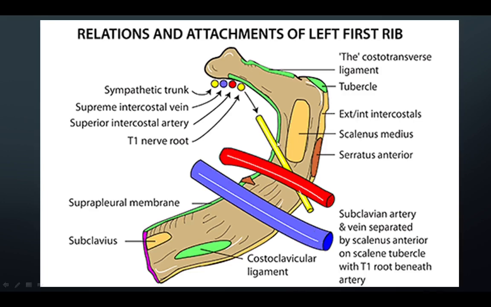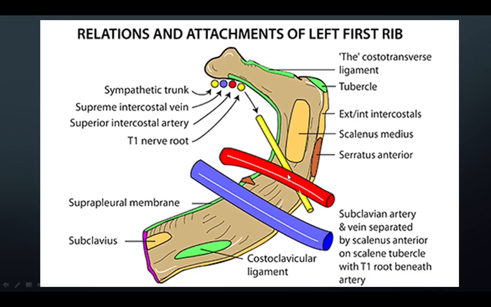Then to the neck of the first rib, these are the four structures which are related. From medial to lateral side, you have the sympathetic trunk, then the supreme intercostal vein, the superior intercostal artery, and the T1 nerve root, or the thoracic 1 nerve root. And this thoracic 1 nerve root, you know, is a part of the brachial plexus, and it divides into two branches. One of the branches which comes to the brachial plexus will be related to the rib in this part. So this branch actually continues here. So these are the four relations in the neck.